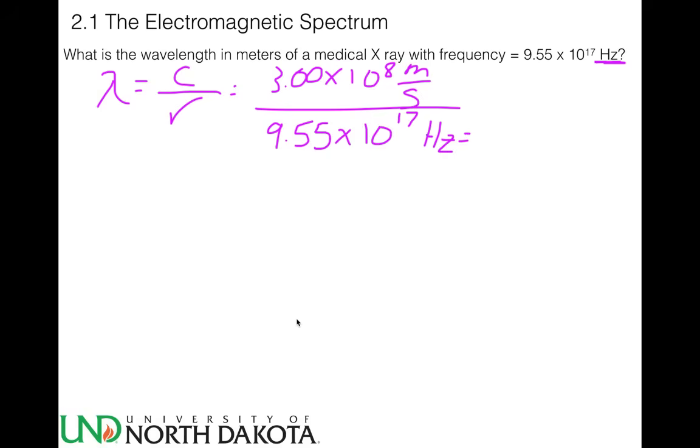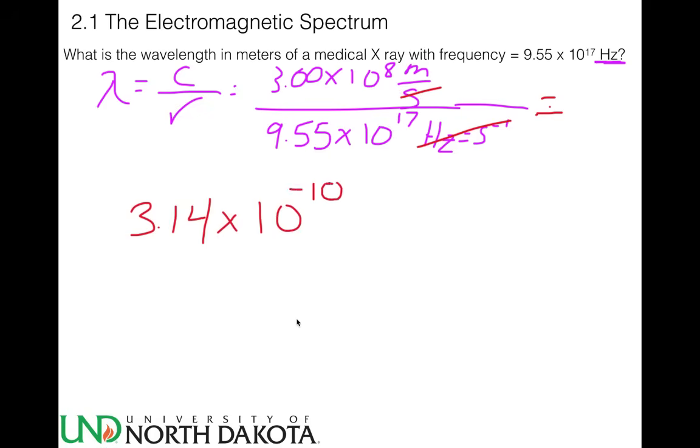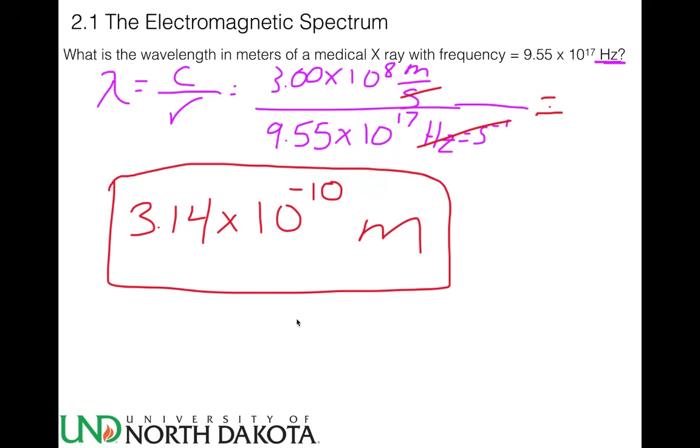And remember, 1 hertz is 1 inverse second, so they're the same thing. So our hertz or inverse seconds will cancel with our per second on the top. Dividing the speed of light by the frequency in hertz gives us the answer with the units meters. And our answer is 3.14 times 10 to the negative 10 meters. So our wavelength is much smaller of an X-ray than it was of an FM radio wave.